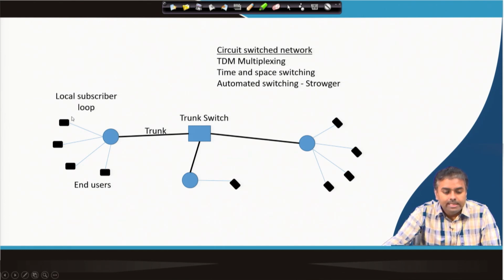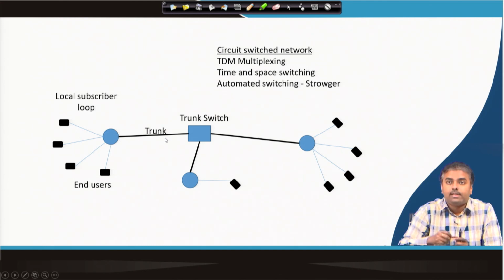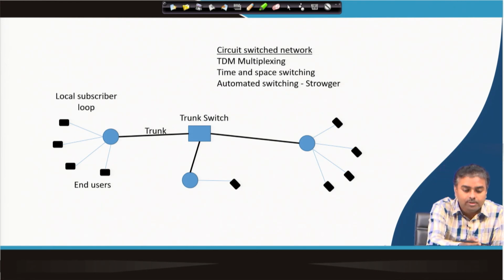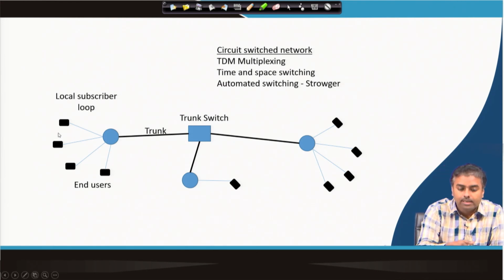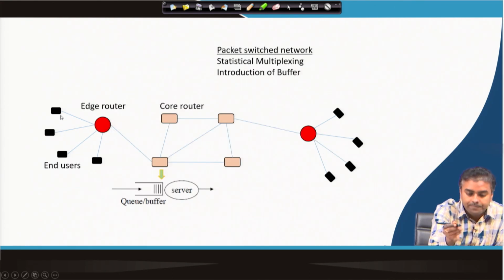So, basically there is a local subscriber loop, where all the users used to connect. From there, it used to go to the trunk switch, meaning trunks. Trunks are actually aggregating all this. If somebody from a particular area is communicating to somebody else, suppose this is my node 1, sorry.